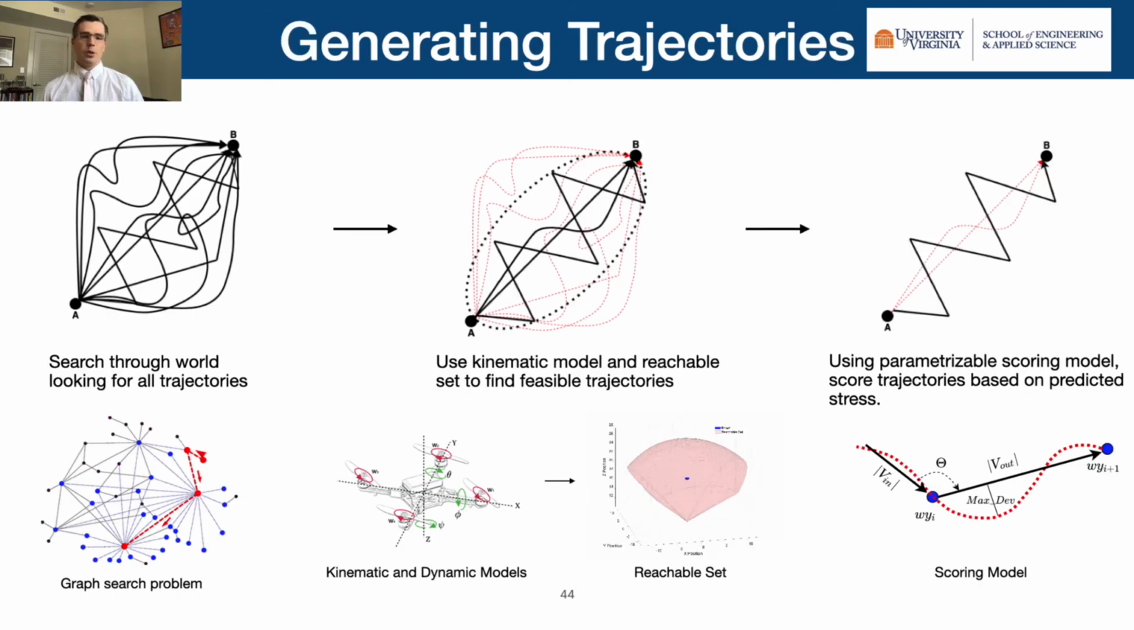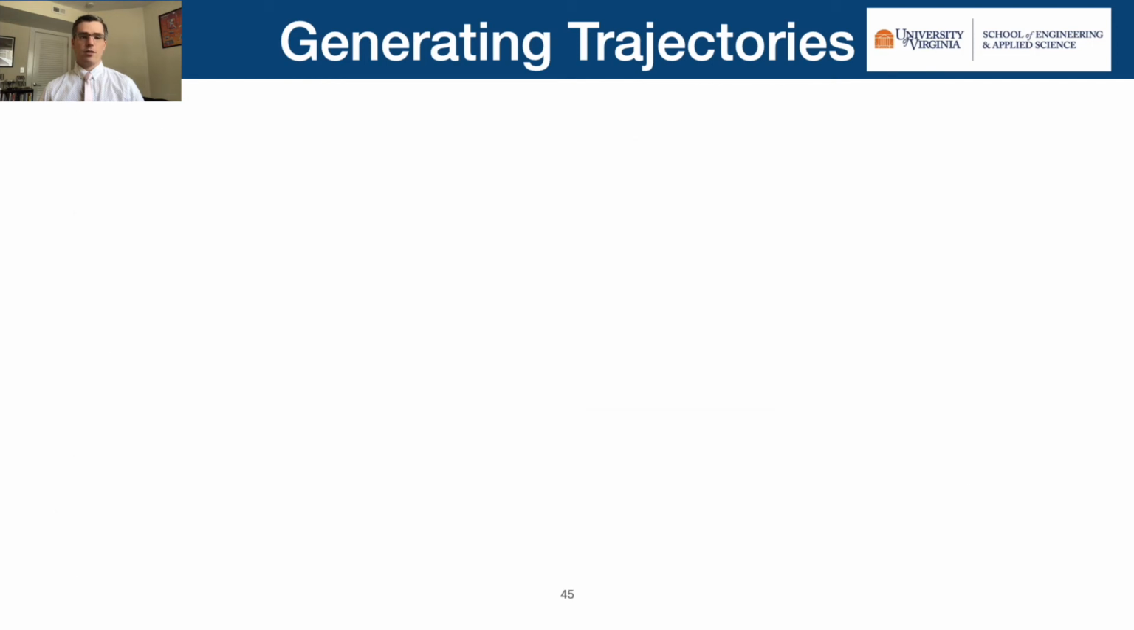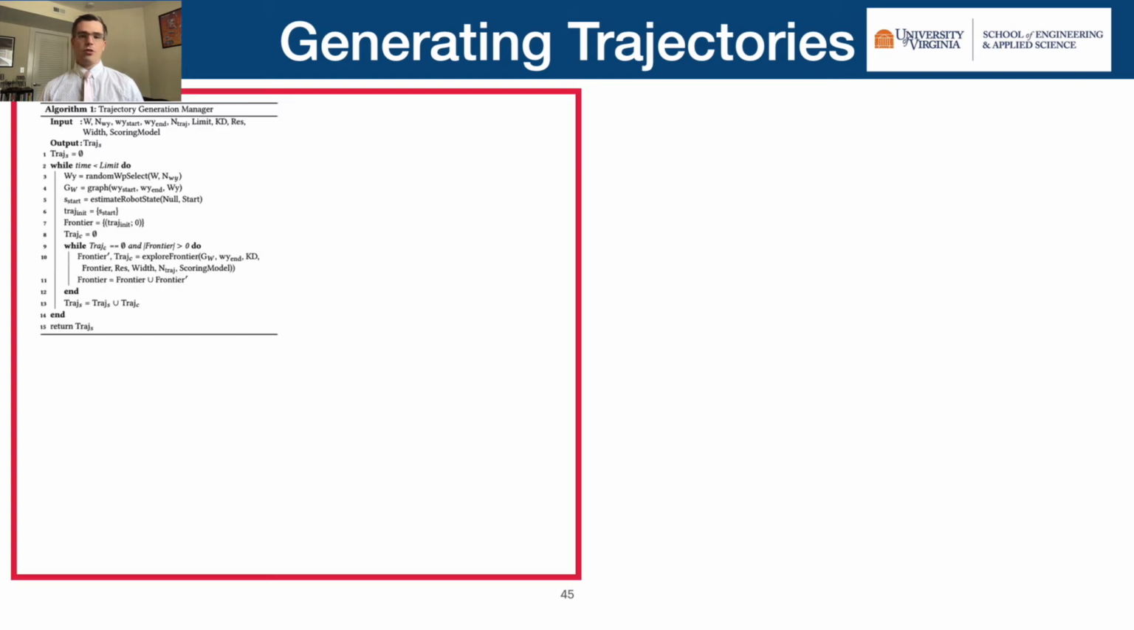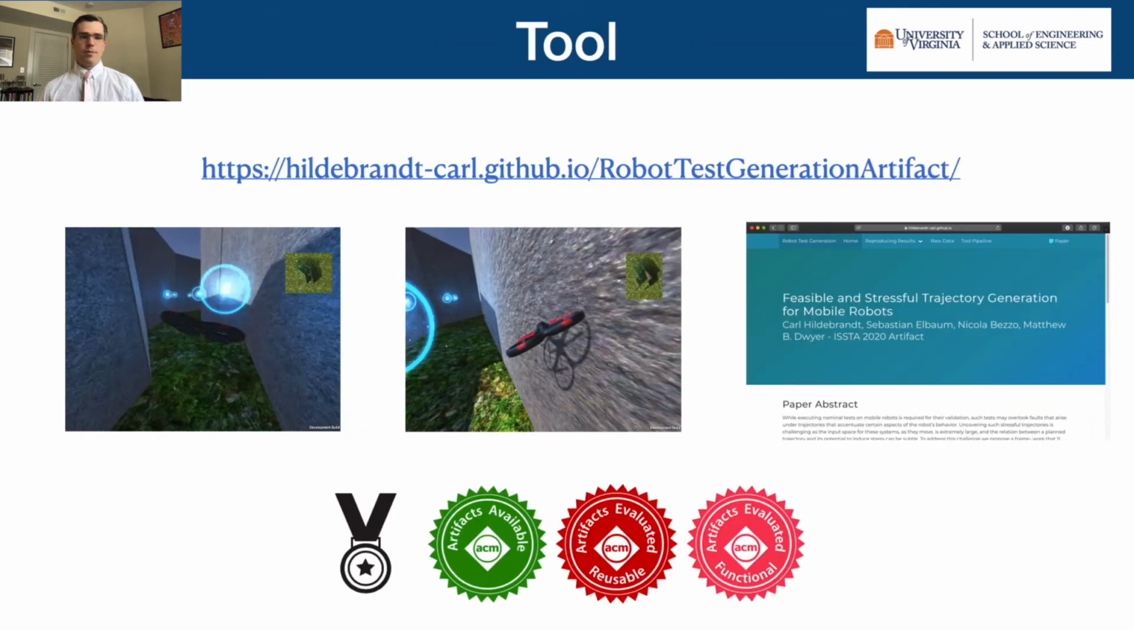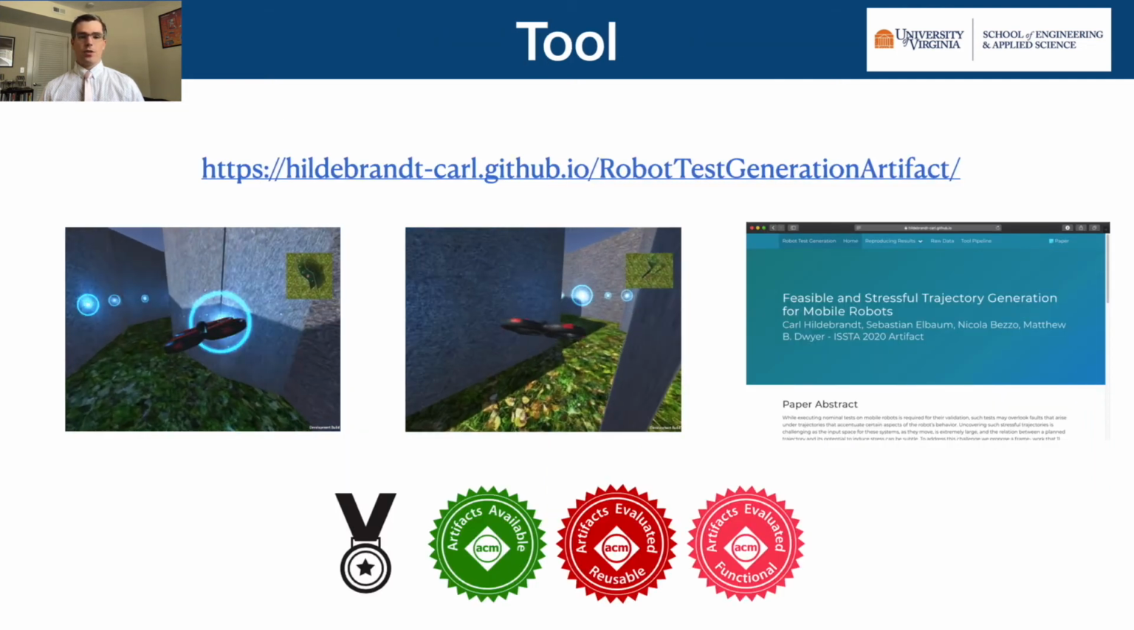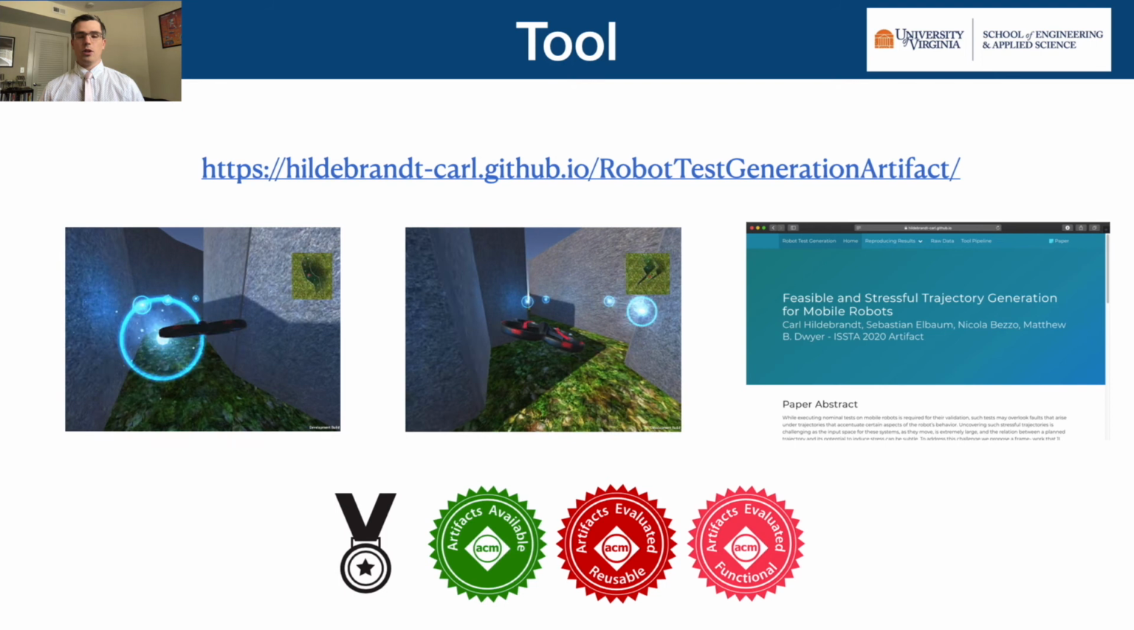So now we know all the building blocks required for our algorithm to generate both feasible and stressful trajectories. Again, what we described is just a conceptual overview of our design. The paper contains many more algorithmic details and a fully worked example. We've made an implementation of the tool available, with more details available on our website.